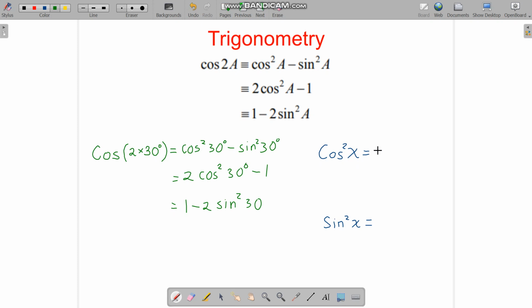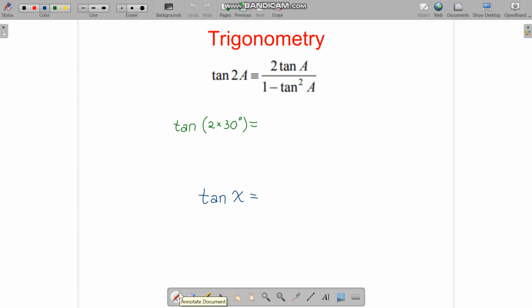And this means we can rearrange a little here. For cos squared x, from this part you can move minus 1 to the left, so you have 1 plus, and then you divide by 2, so we have 1 plus cos 2x divided by 2. And for sine we can just use this form, sine squared equals 1 minus cos 2x divided by 2.